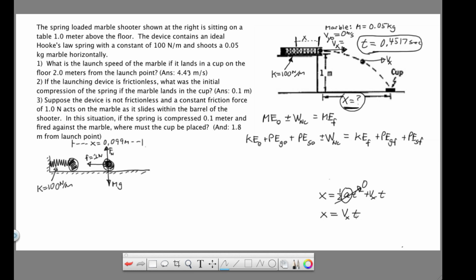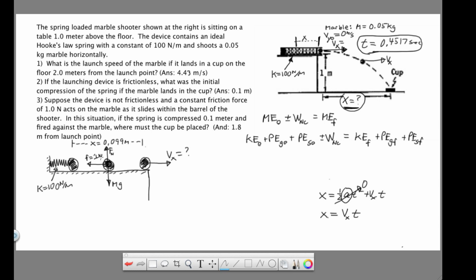This is the displacement we're solving for. We already have time in the air, so what we now need to find is the x velocity of the marble as it leaves the edge of the table with friction present. Looking at this diagram, here's the edge of the table. When the marble leaves the shooter, the velocity is perfectly x. This is the velocity we need to find, this x velocity, in order to figure out how far the marble flies through the air. So to get this x velocity, we're going to use conservation of energy.